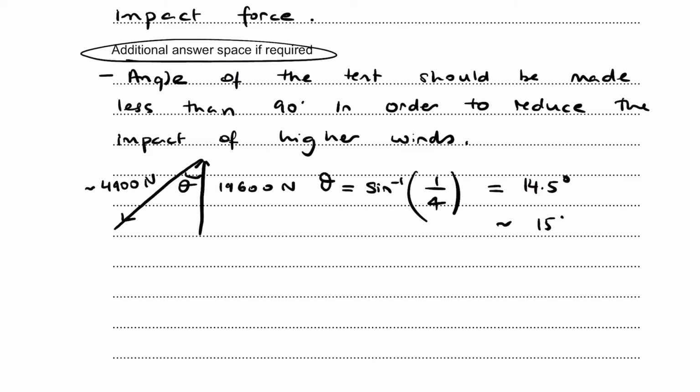So if we could make the angle about 15 degrees instead of 90, we will be able to reduce the impact force by a factor of 4. So that is what I would say for the last point. Hope this makes sense. Okay, let's move on to our next question now.